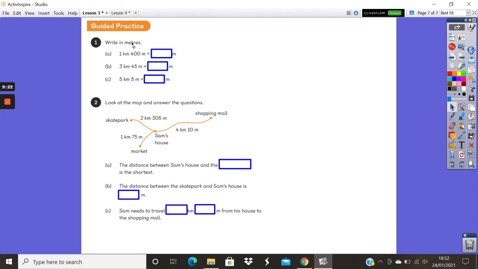Guided practice. So write the following in metres. So you've got 1 kilometre 400 metres would become 1,400 metres. Okay. Have a go at B and C.